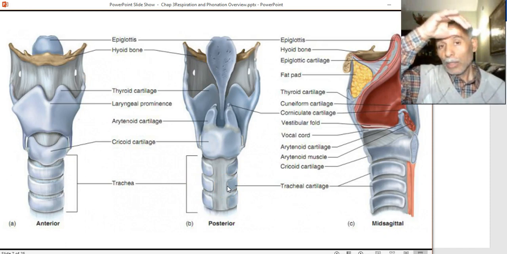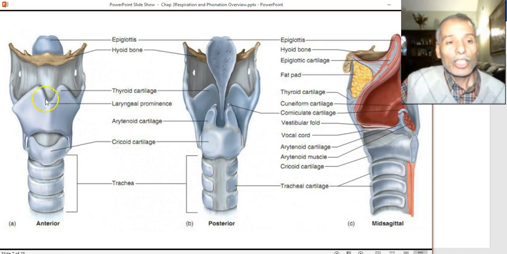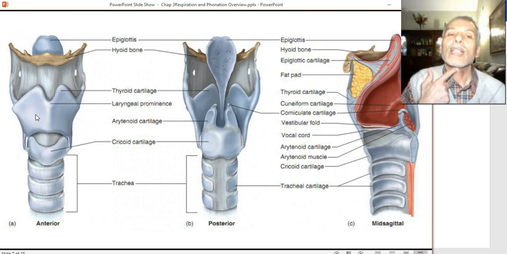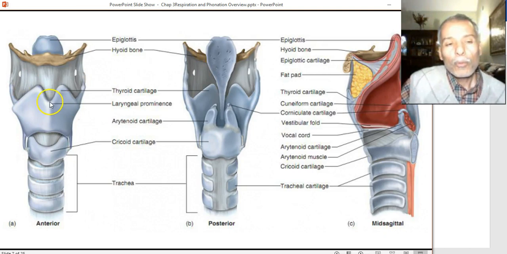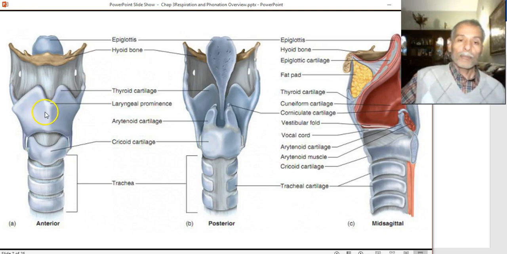So here is the larynx, an anterior view. You see the thyroid notch, you can touch it here. It's like that little V here. Everyone has it. If you go below the thyroid notch a little bit from inside, you are going to find the origin of the vocal folds. One starts here, one starts there.